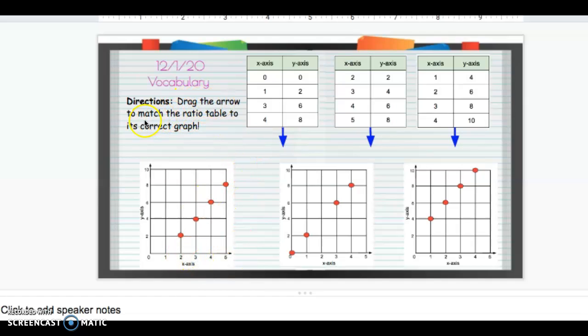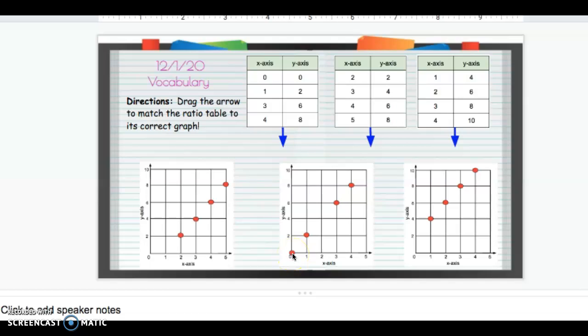All right, so we have to drag the arrow to match the ratio table to the correct graph. So all you're doing is you're looking at your x-axis and your y-axis of the charts and picking which graph it goes to. So you're looking for 0, 0. Okay, so I'm going to start 0, 0. Is there a dot there? Nope. There's a dot here, so I'm going to look at this chart for that one.